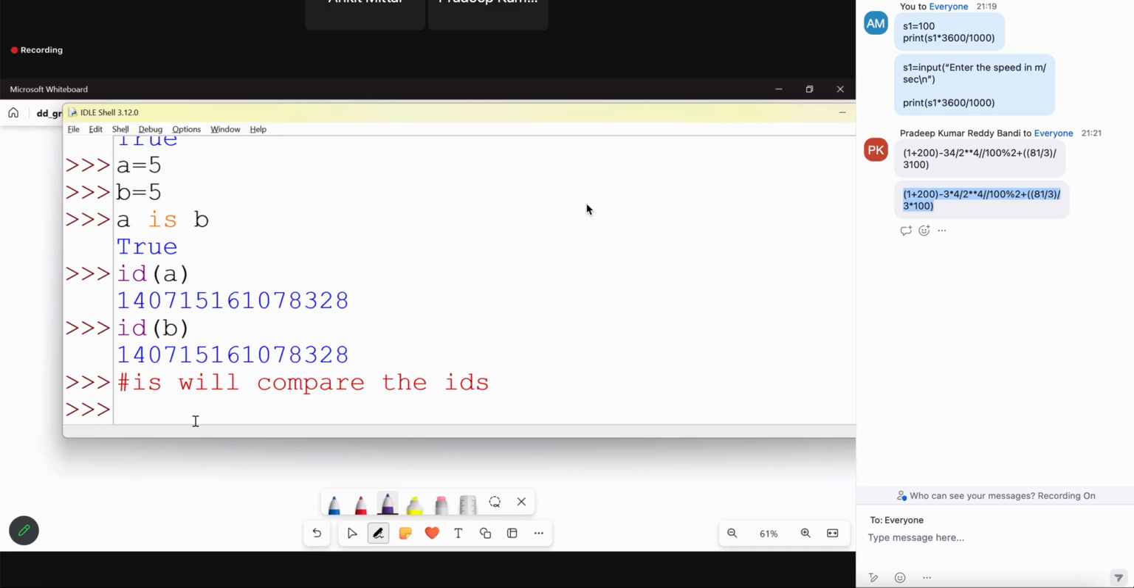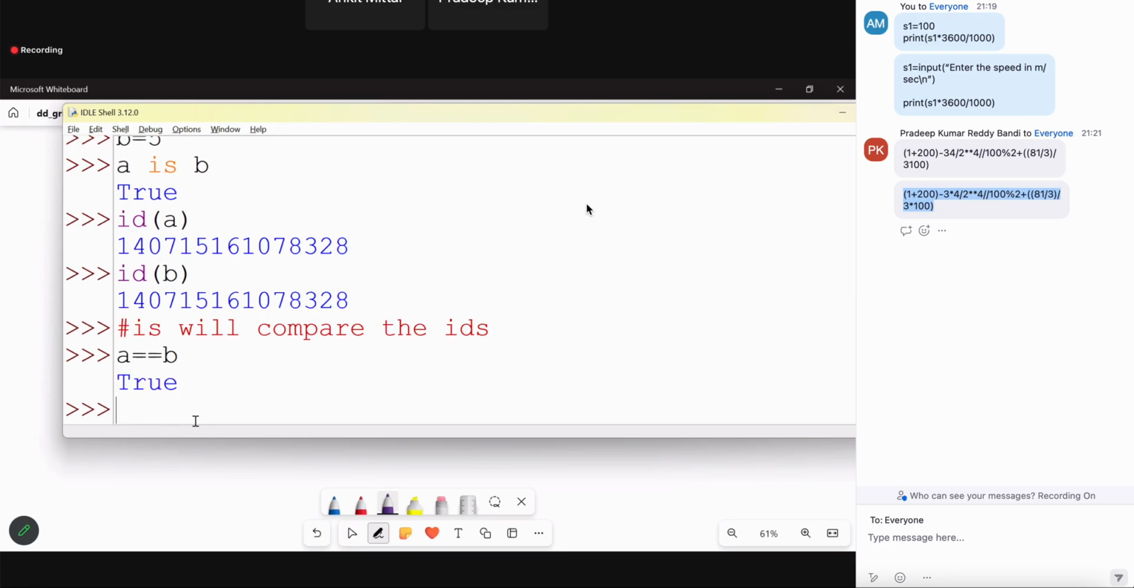Now the same thing: A equal to B. This will also be true because the values are also 5 only. Here it is comparing the value, not the memory location. The value as a mathematical thing. Whether 5 is 5, the value is the same.